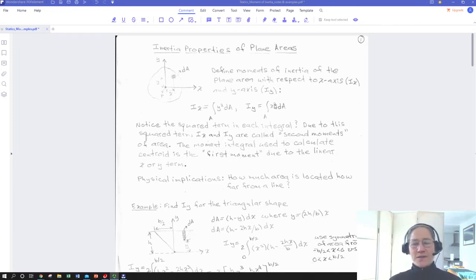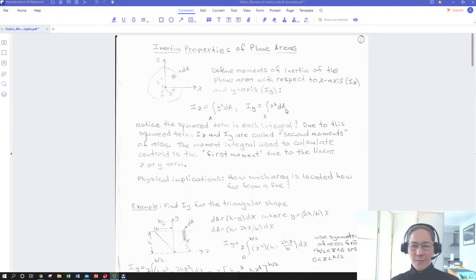So the squared term here is very analogous to the linear term in our moment expression that we use to define centroid. In fact, if we had, instead of a squared term, a linear term in each of these two, and then we divided by the entire area, we would have the centroid. So if you think about the power of this sort of radius term within this integral, and look at the fact that centroid, this was raised for a centroid calculation.